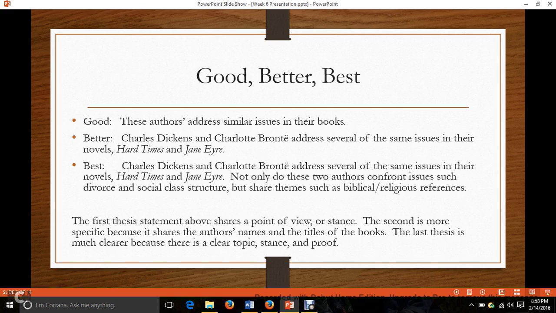And the last thesis statement is much clearer because it shares the topic, the point of view, and the proof. So the topic is these two novels, so Charles Dickens and Charlotte Bronte's Hard Times and Jane Eyre. The point of view is that they have the same issues. And how do they have the same issues? They confront divorce, social class structure, and biblical and religious references.